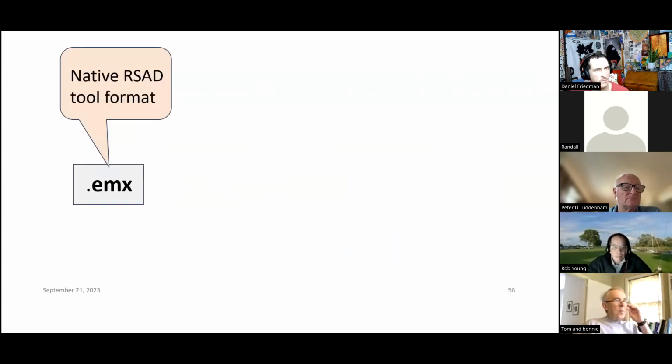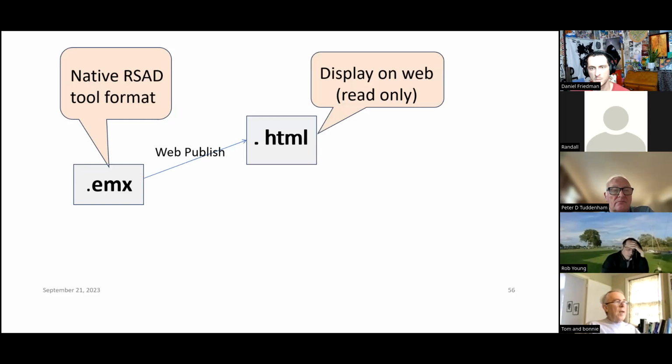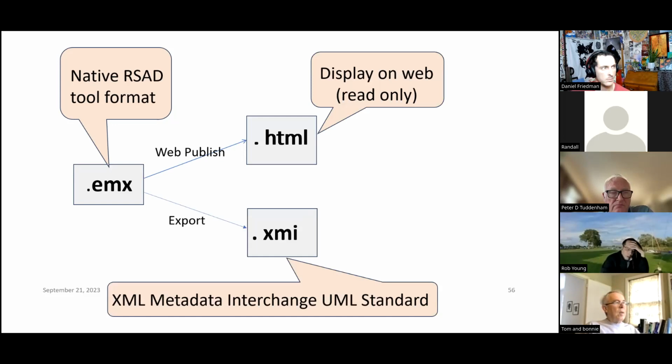The previous week, we were talking about the different versions of the model. And I just put this together to explain it a little better. The tool that I use, RSAD, has its own native tool format, and that's what the tool produces. Then it has a web publish capability, which converts it to HTML. And that's what I sent to Peter, and he puts up on the web. Then there's an export capability to put it into the standard XMI format.